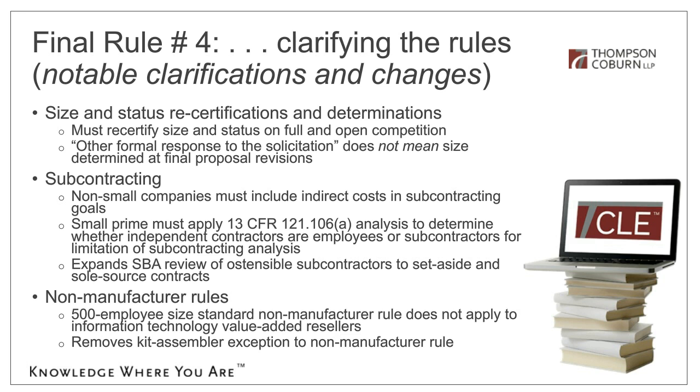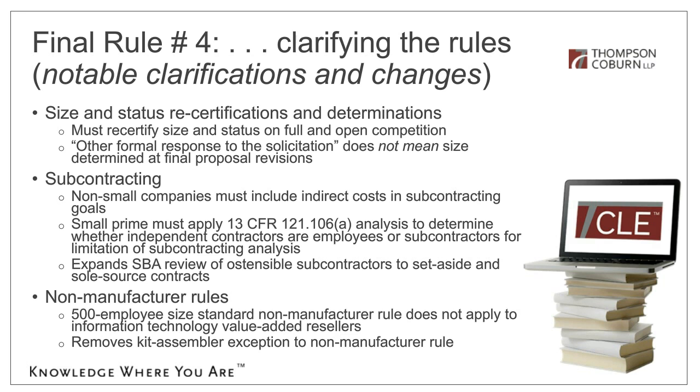The SBA also explains that the SBA expanded its review of ostensible subcontractors under the ostensible subcontractor rule to set-asides and sole source contracts. The ostensible subcontractor rule, for folks who aren't as familiar with it, is whenever a small business who is a prime contractor has a subcontractor under their government contract that is performing vital parts of the contract and that is really the contractor for all intents and purposes.